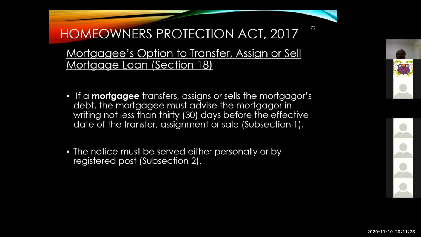And then Section 18, this is where the mortgagee transfers or assigns or sells the mortgage loan account. Okay, not the mortgaged property, but the mortgage loan. Okay, the loan account. If a mortgagee transfers, assigns, or sells the mortgagor's debt, the mortgagee must advise the mortgagor in writing not less than 30 days before the effective date of the transfer, assignment, or sale. And that's in subsection 1. Subsection 2 says that the notice must be served on the mortgagor either personally or by registered post. Okay.